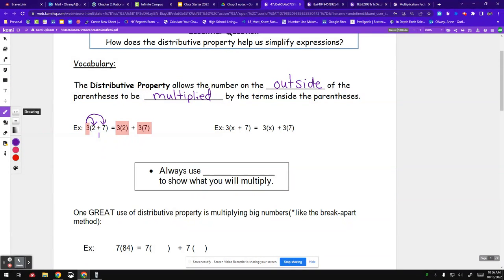Kind of like if 3 was a plate of cookies, I'm going to give one to here, and I'm going to give a cookie to here. You hand them out to each kid. This is what it looks like, and you can solve from there.